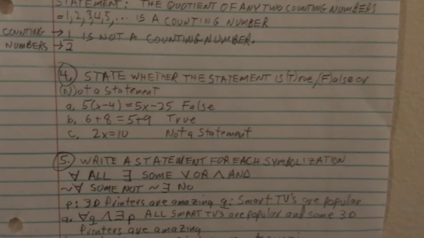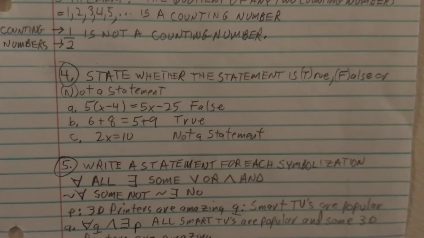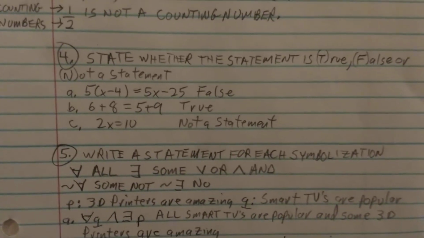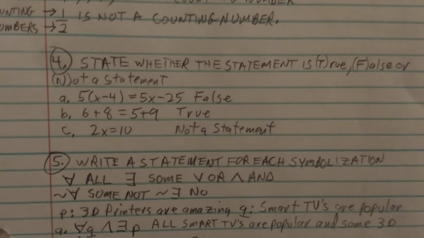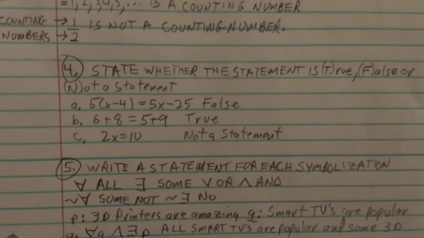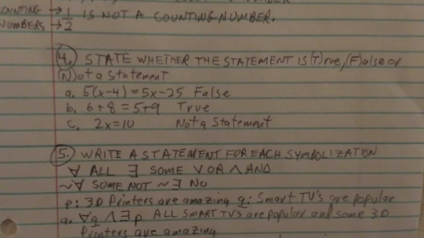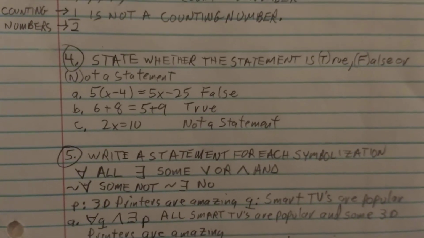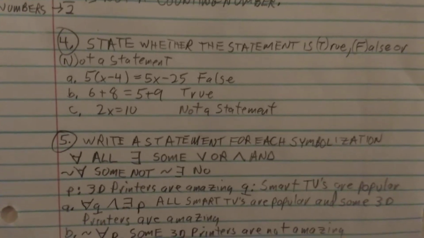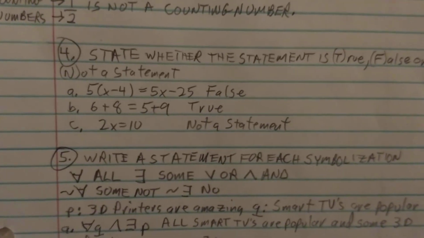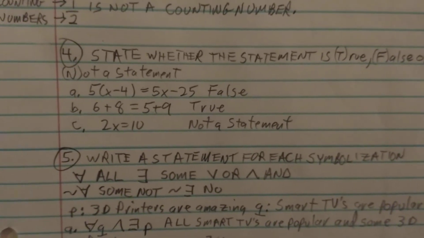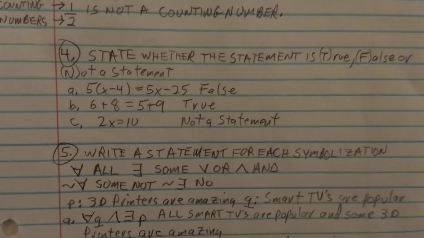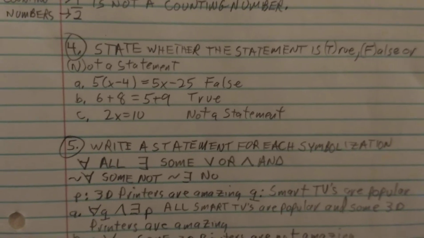So now 4 says state whether the statement is true, false, or not a statement. So 5(x - 4) = 5x - 25 is false because it should be 5x - 20. But 6 + 8 = 5 + 9 is true because both sides equal 14. And then for part C, 2x = 10 is not really a statement because I don't know what x is. And without x being stated, I can't tell whether it's true or false.